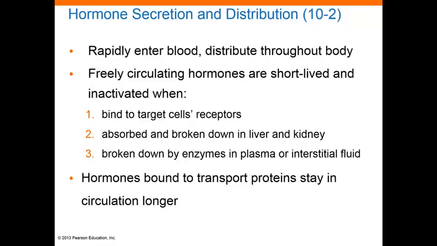Hormones bound to transport proteins stay in circulation longer. These are typically steroid and thyroid hormones. Each of these hormones has an equilibrium between a bound and a free form, meaning that as the free hormones are removed, they are replaced by the release of bound hormones.